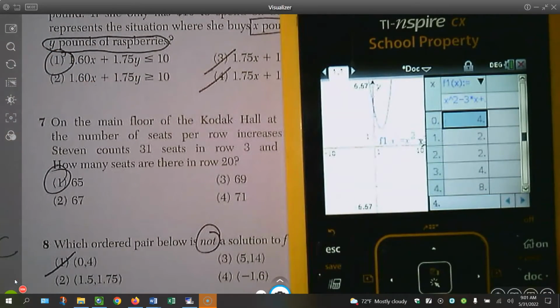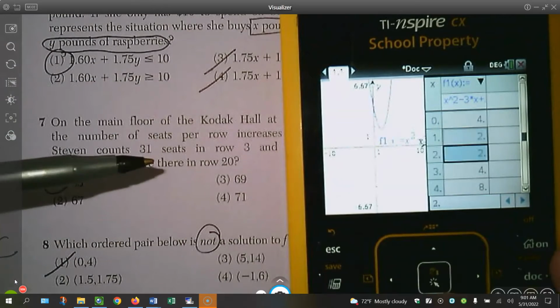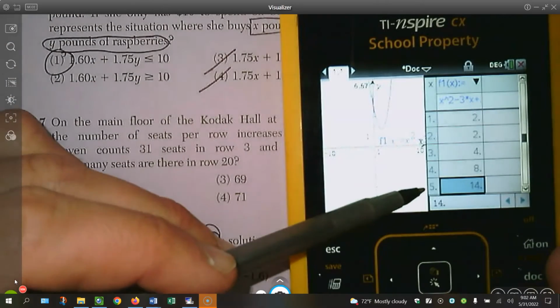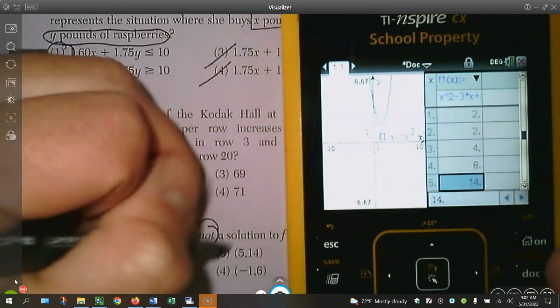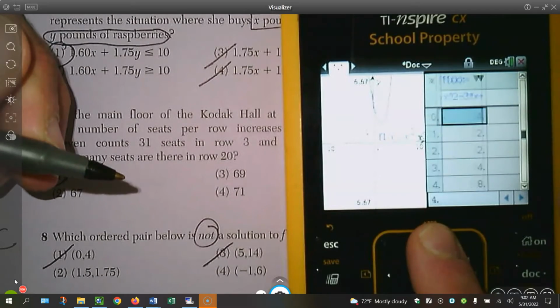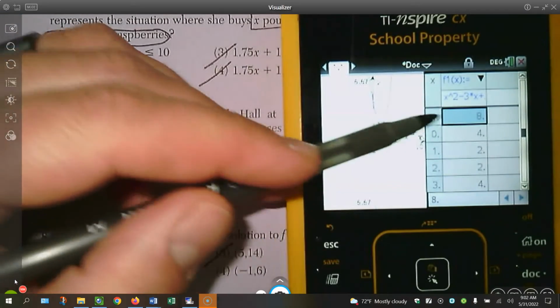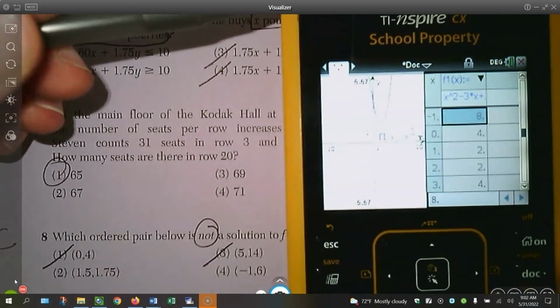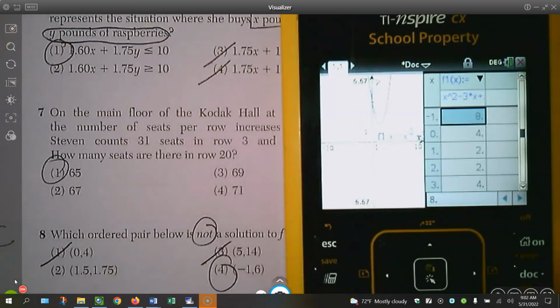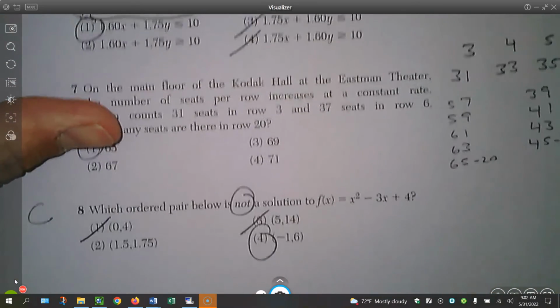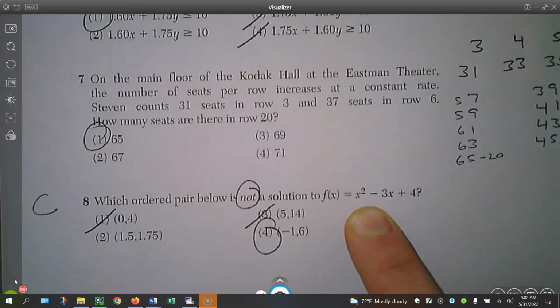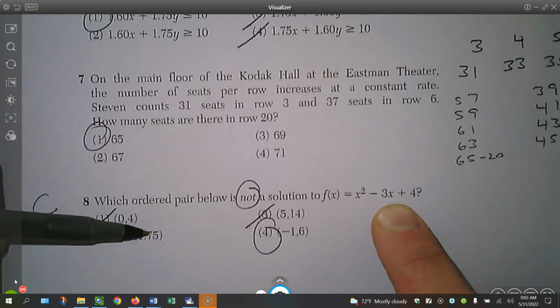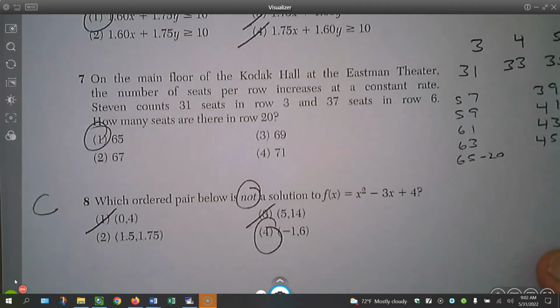1.5, I'm going to come back to because I don't have decimals on here right now. 5, 14, that's a solution. Negative 1, 6 is not a solution. So that would be correct. If you had a couple decimals, what you could do is plug in x. I could plug in 1.5 for x and see if I got 1.75 for y. All right, that's question 1 through 8.